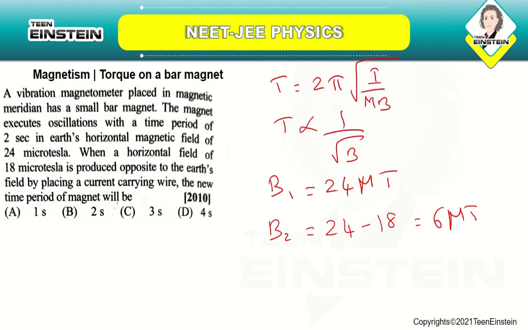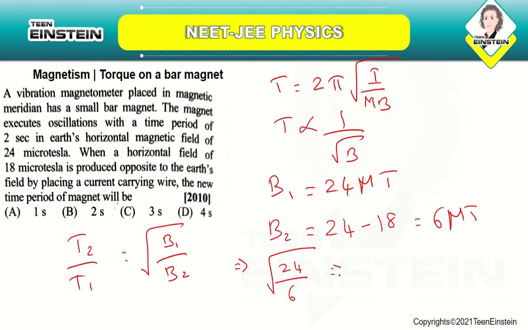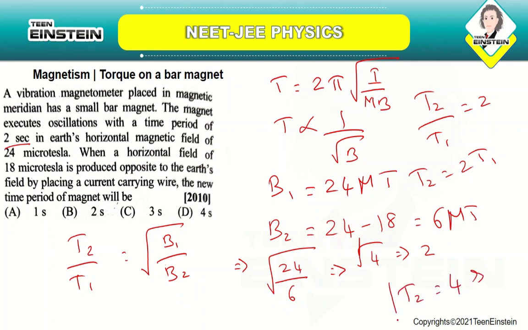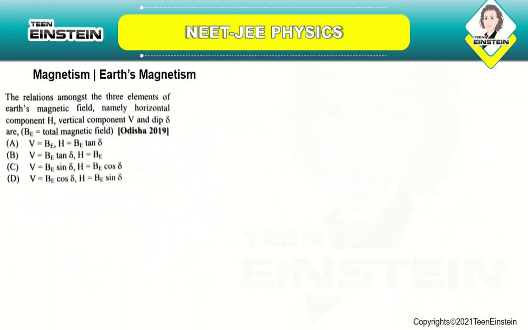Okay, so you know that T is inversely proportional to the square root of B. So T2 by T1 will be equal to square root of B1 by B2. Okay, so if you solve this, B1 is 24 and B2 is 6, so it will be root 4, which is equal to 2. So T2 by T1 is equal to 2 and T2 is 2T1, and here they have given you the time period as 2 seconds. So T2 will be 4 seconds. Okay, because 2 into T1, so it will be 4 seconds. So the correct answer is option number D, 4 seconds. Okay, let us now move on to the next question.